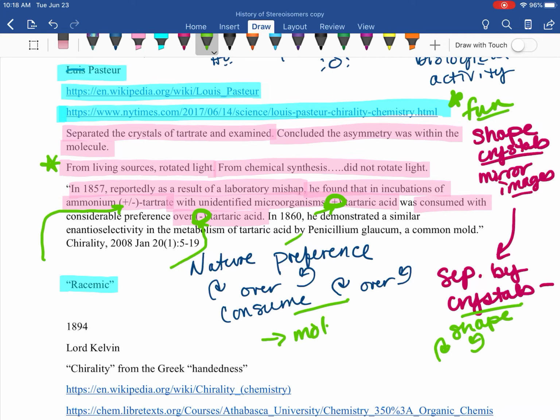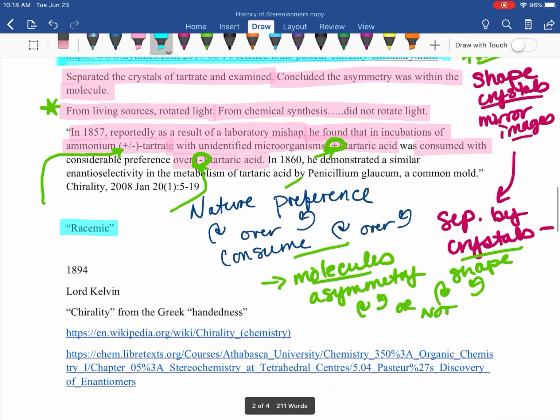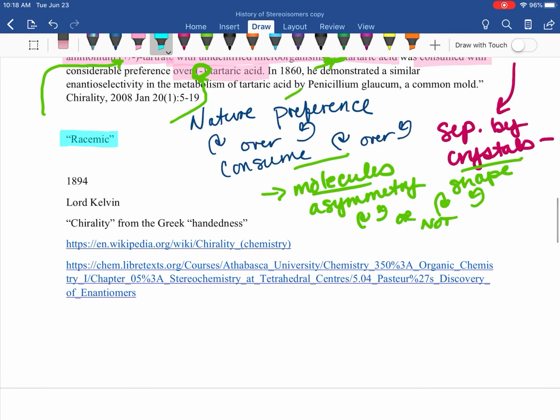And we started to look at the fact that molecules themselves have some place that they have asymmetry, and that they can rotate light or not. Okay, huge. And then as we fast forward, because this is still such a mystery, how in the world is this happening? Why can some compounds rotate light if they came from nature, but the same compound in the lab did not rotate light? Are they different compounds, or are they different shapes, or what happened there?